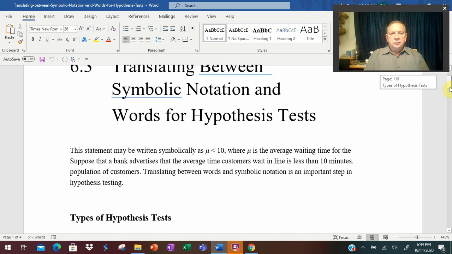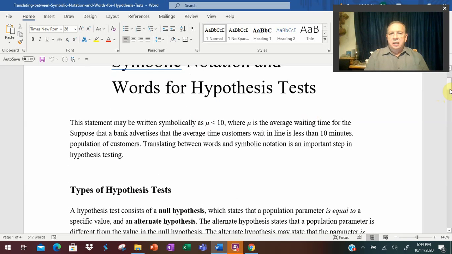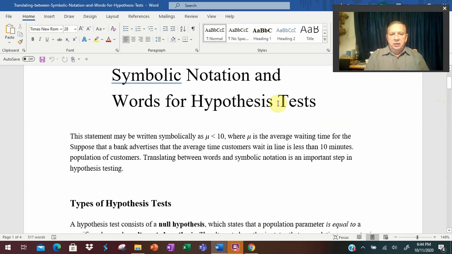We've got a statement. So here's a mathematical statement that the mu is less than 10, and we've looked at these type of statements. The mean is less than 10, where mu is the average waiting time. Suppose that a bank advertises that the average time customers wait in line is less than 10 minutes. For some reason this slide has gotten mixed up, but that's okay. Translating between words and symbolic notation is an important step in hypothesis testing.